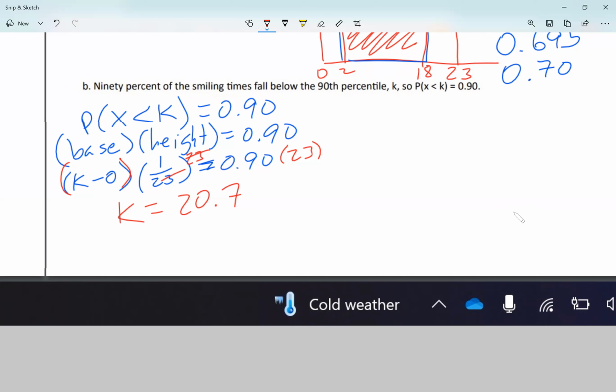I could have asked you, give me the 30th percentile. Give me the 50th percentile. Percentile is how much percent are below such number. Okay, there you go.